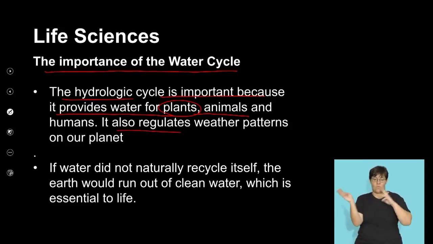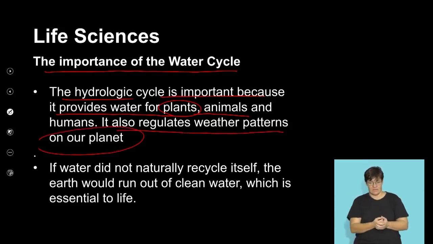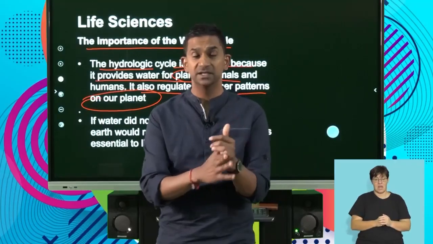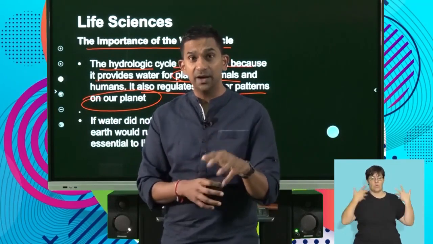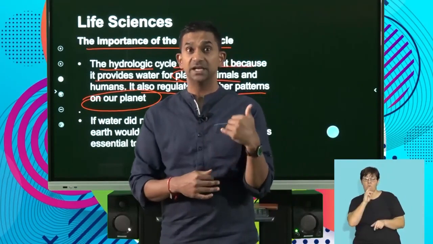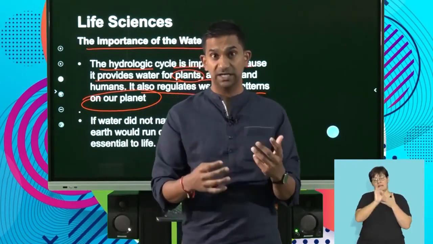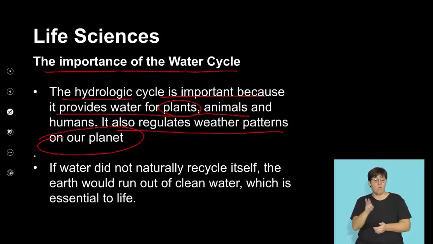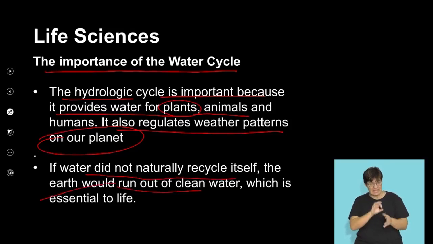It also regulates the weather patterns on our planet. Water forms an important process in also thermoregulating our body surfaces. We know that animals that live on land require to cool their body surfaces down. So you'll often find your terrestrial animals needing water to cool down and to cleanse themselves. If water did not naturally recycle itself, the earth would run out of clean water, which is essential to life.